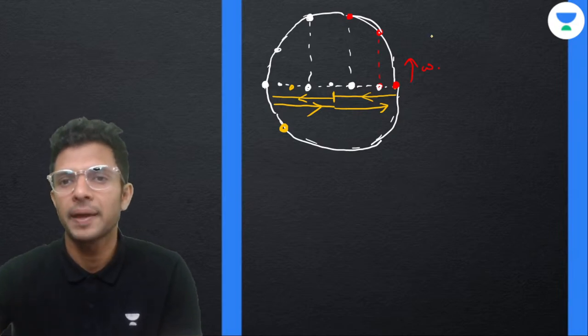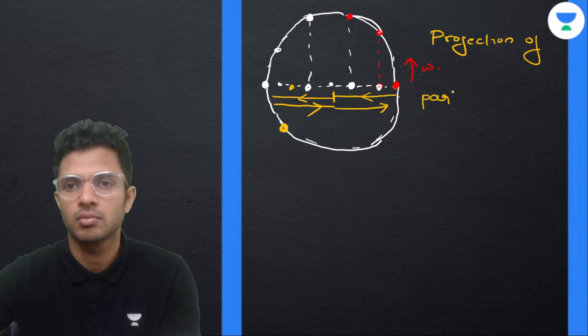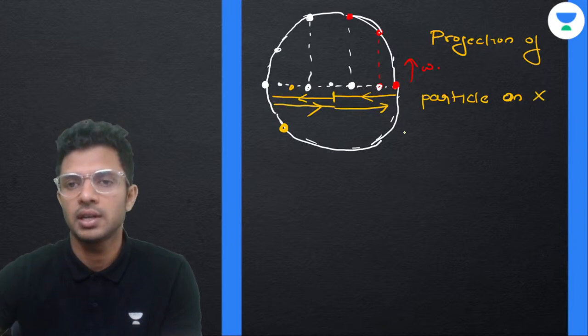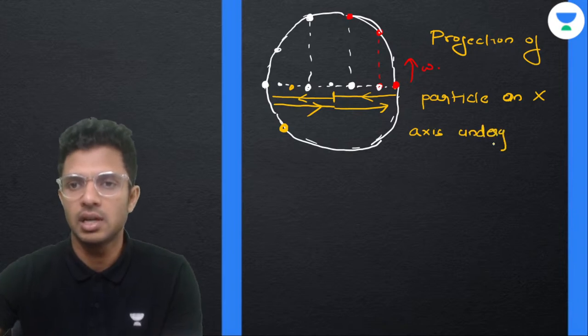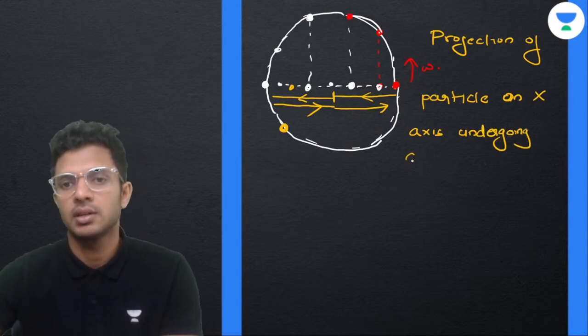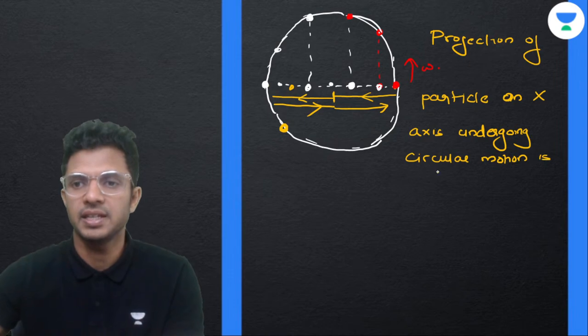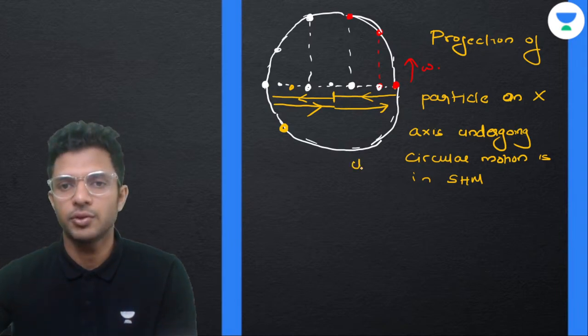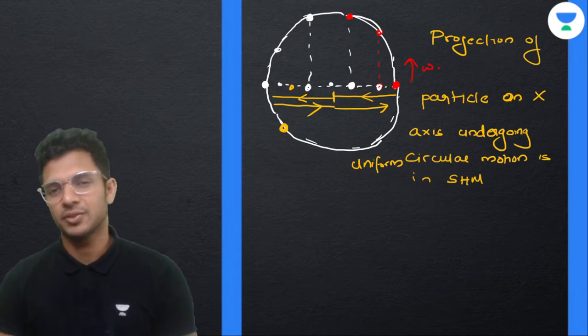Can I write this? Look, the projection of the particle on the x-axis undergoing uniform circular motion is in SHM. Okay, is it clear? Fine.